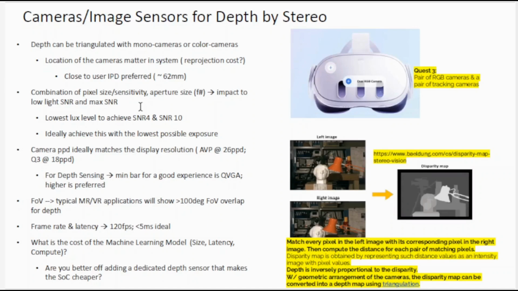The problem comes here with what does this end up costing in the software domain? How much is my machine learning algorithm costing me to essentially have a DSP on the SoC, et cetera, et cetera? That becomes the challenge. It's power, it's latency, it's cost, it's heat. All of those things become a problem. So then you ask yourself, are you just better off having a dedicated depth sensor to aid this situation?